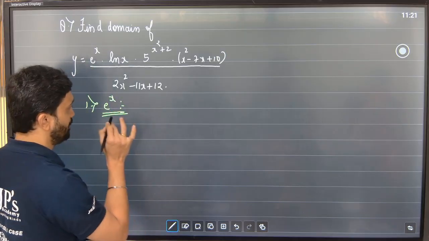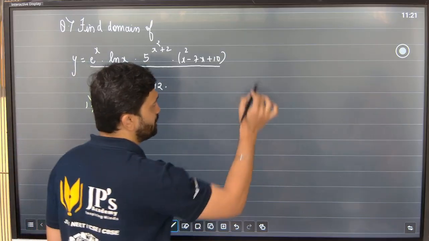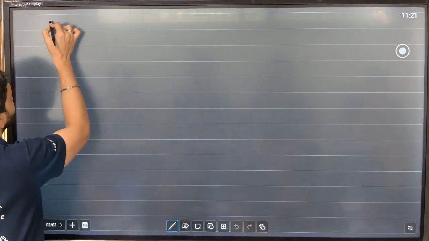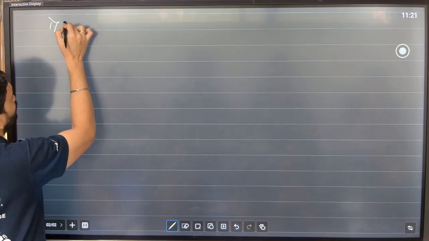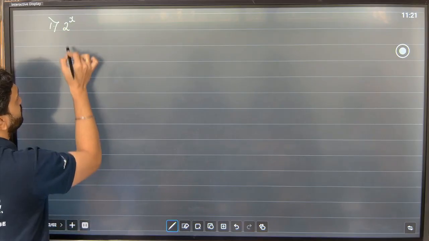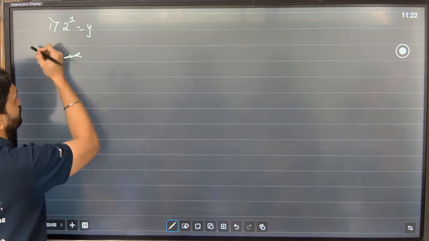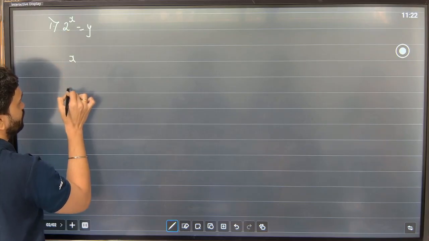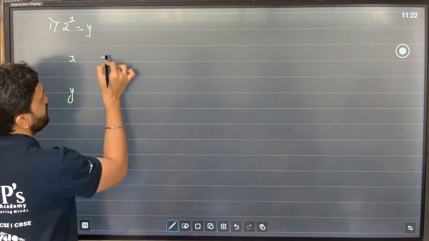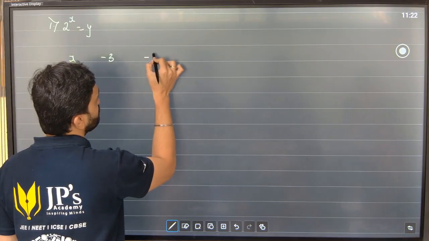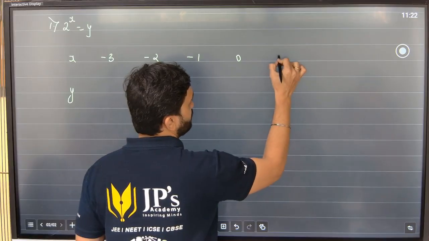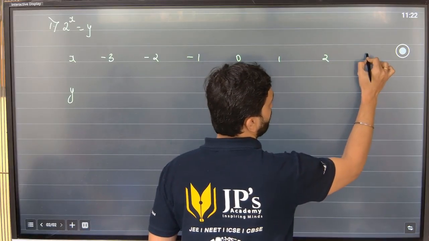Say for example, rather than e raised to x, I'll take an example here. Let's take 2 raised to x. This is equal to y. Okay, so you have x ka values and you have y ka values. What I will do is, I will take 3 negative terms, minus 3, minus 2, minus 1. I'll take 0, I'll take 1, I'll take 2 and I'll take 3.